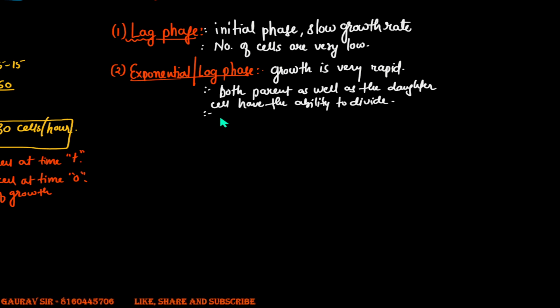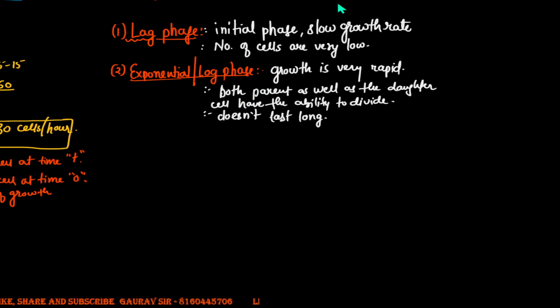But such a type of growth, that is the exponential phase, does not last long. Now, why does this happen? Why does the exponential phase not last very long? Any idea?